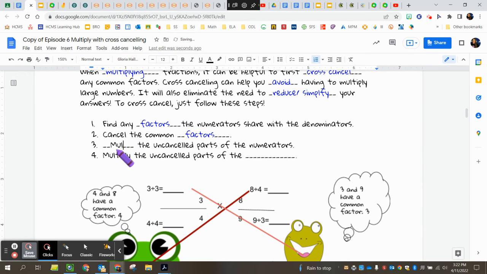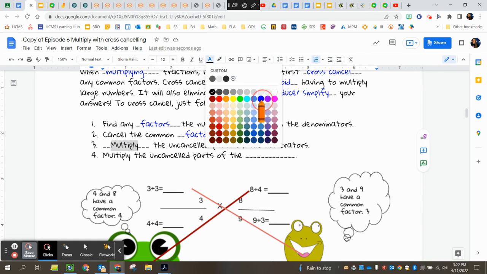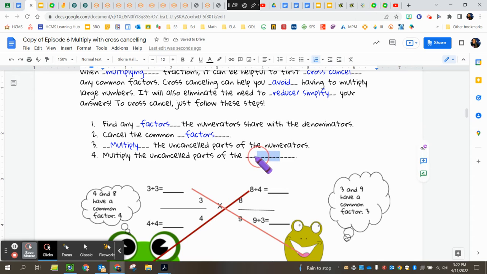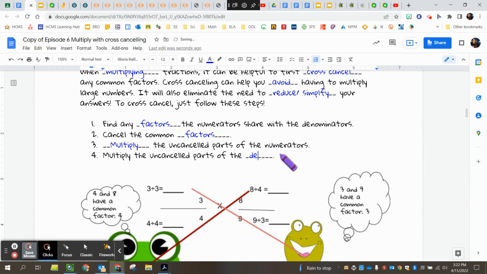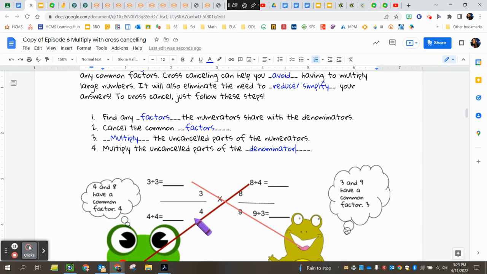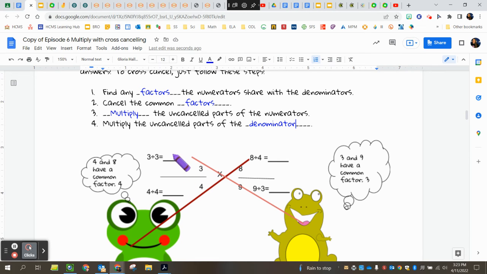Then we're going to multiply the uncanceled parts of the numerator and multiply the uncanceled parts of the denominator. Now, let's take these steps and do them in an actual example so this makes more sense, because just listening to the words could be a little confusing. So, find any factors the numerators share with the denominators.